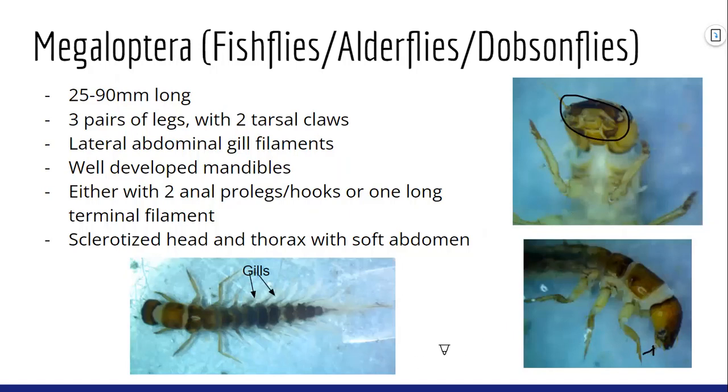They have a sclerotized head and thorax, which again means that it's hardened, and the rest of the body is soft. Depending on the family of organisms, their abdomen will terminate in 1 long segment, which you can see here, but families that are different than the one pictured here will end with 2 anal prolegs or hooks.